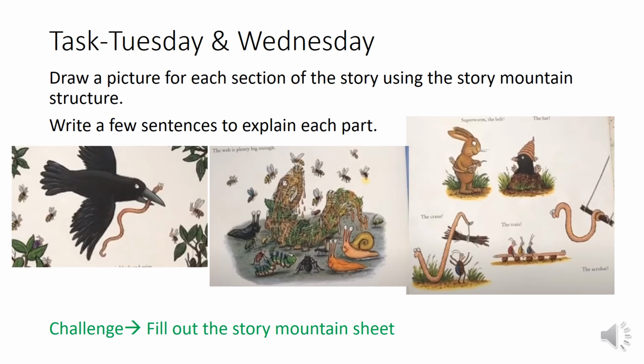So the task you're going to start today should take you 2 days. So you're going to start it today but hopefully finish it tomorrow. And the task is that you're going to draw a picture for each section of the story and you're going to follow the story mountain parts. You're then going to write a few sentences to explain what is happening in each part of the story. The challenge is that you don't need to draw the pictures, you can just fill out the Story Mountain sheet.